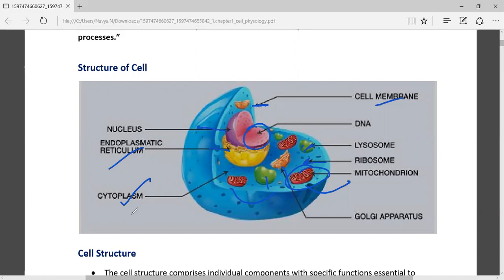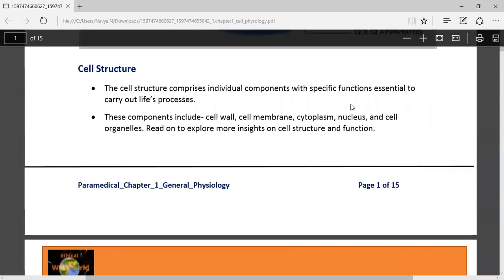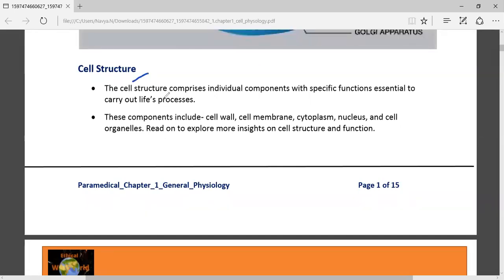Here it has the components that perform a specific task that is expected as the function. Let's define all the structure of the cells. So the cell structure comprises individual components with specific functions that are very essential to carry out the life processes. Let us know what are those components.